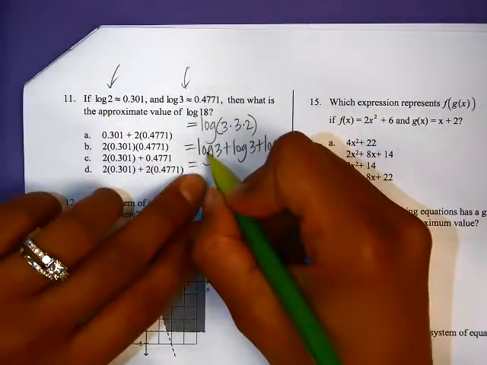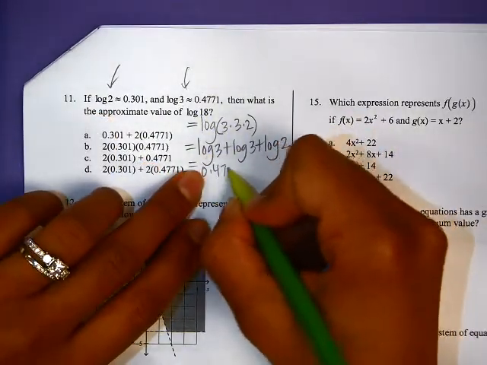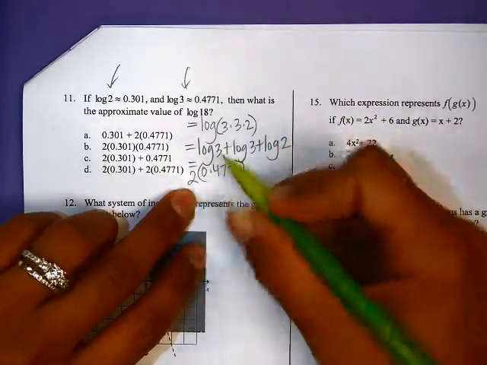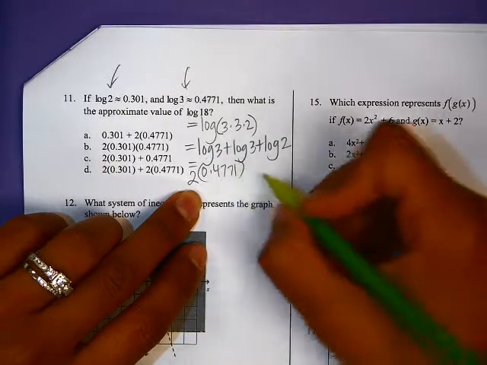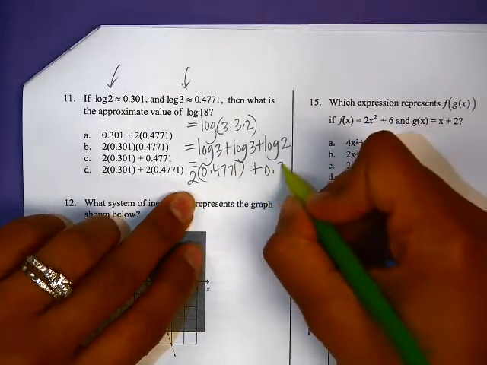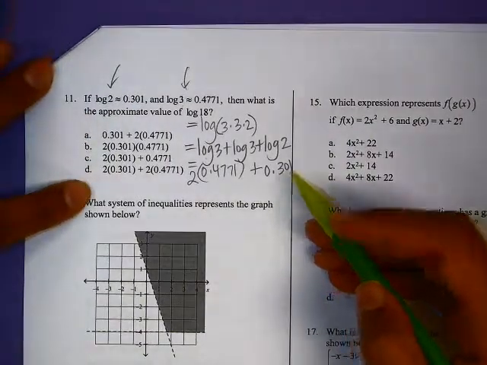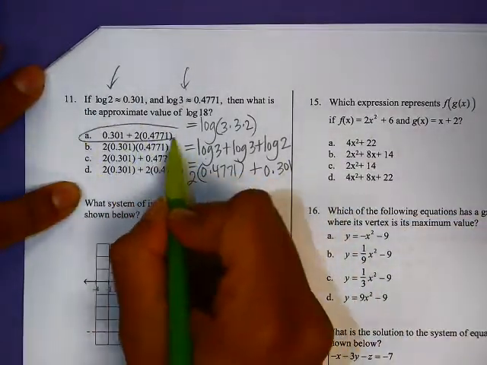So log 3, and we have 2 of them, so we can write that as 2 times 0.4771, plus log 2, which is 0.301. So looking at our options here, option A matches our answer.